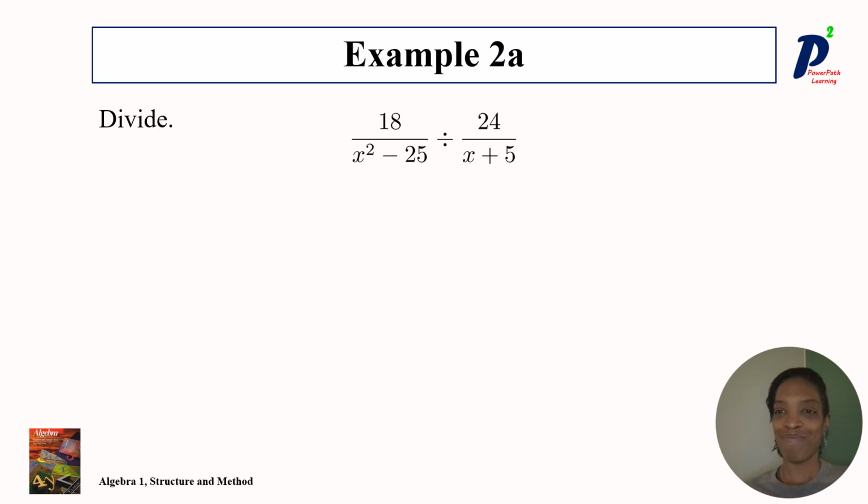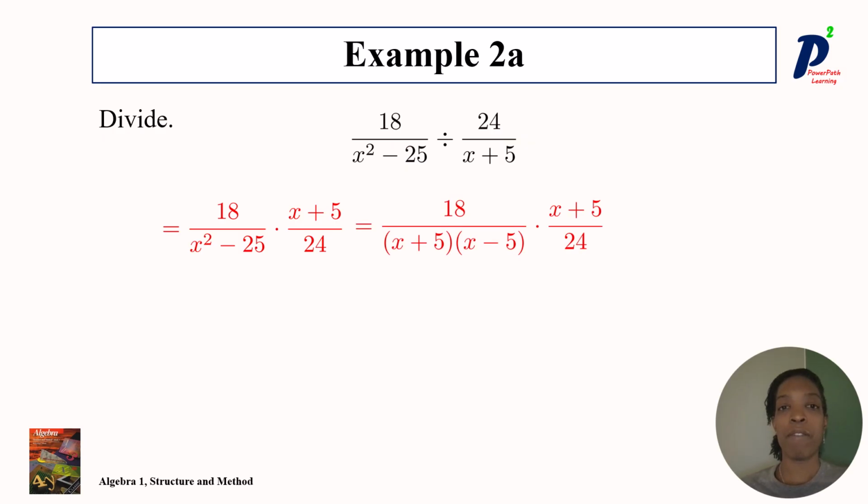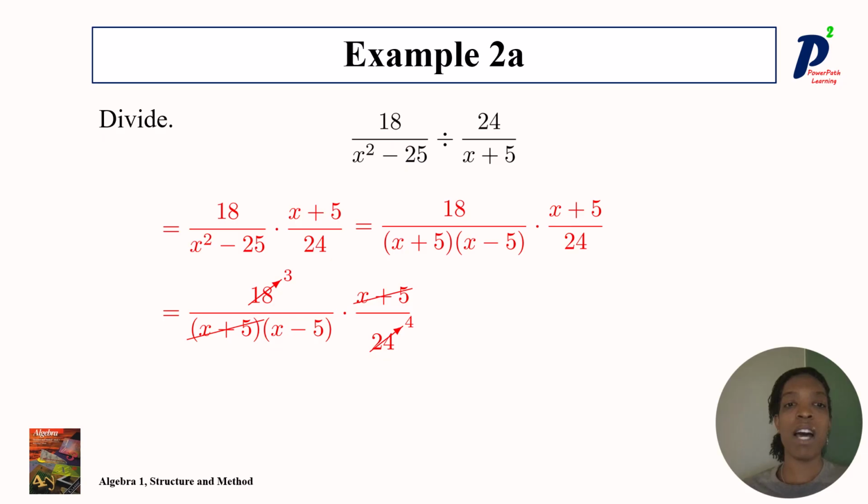Example 2a. Okay, so if you feel ready, pause the video, start it on your own, restart when you're ready. Starting now. Okay, first I'm going to multiply by my reciprocal, which is x plus 5 over 24. Then I'm going to factor my first fraction and cancel like terms between the numerator and the denominator. That's the x plus 5, and 18 and 24 have a common factor of 6. That leaves me with 3 over 4 times x minus 5.